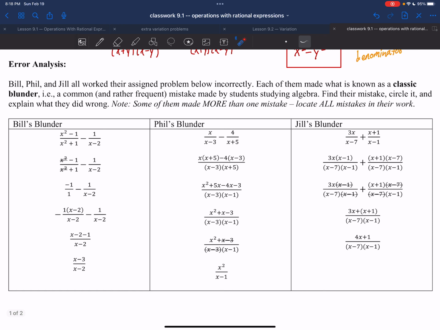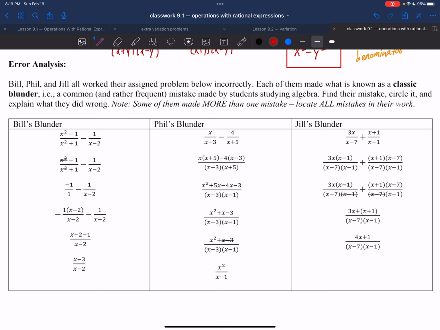In fact, that is what the next section is for. So the next section is error analysis. Each of these students made a classic blunder, just a frequent mistake that students make while they're studying algebra. So this part of class, I think I gave another 8 minutes to find every mistake and circle it, and just give a quick explanation for why that mistake is wrong. And some of these students made more than one mistake, so find all mistakes. So if you want to pause the video, give yourself 8 minutes and try to find all the mistakes, you are welcome to, but I'm just going to move on and go.